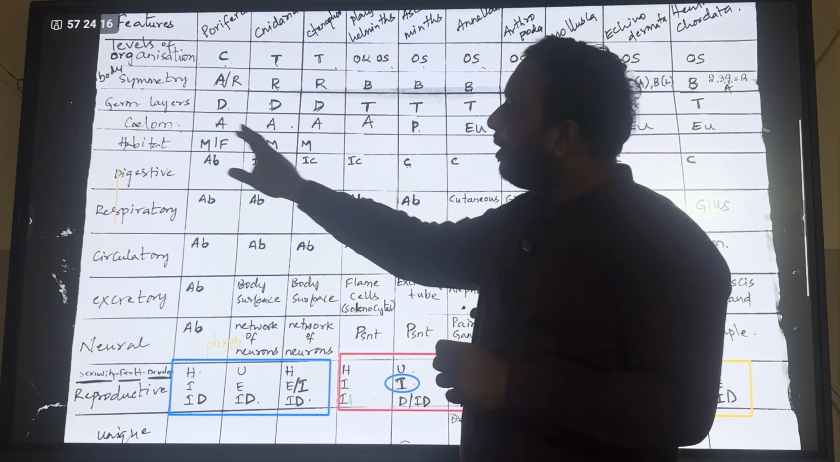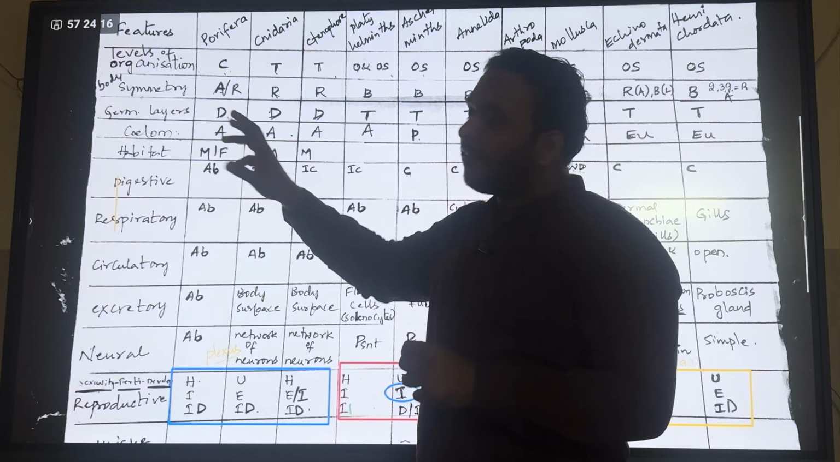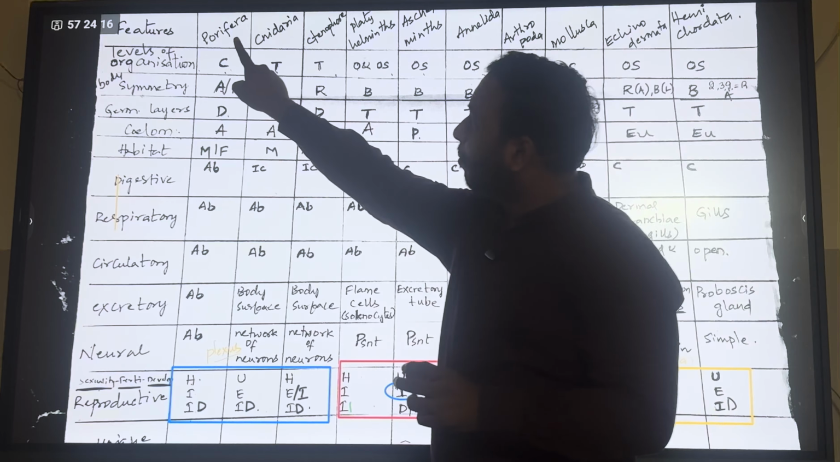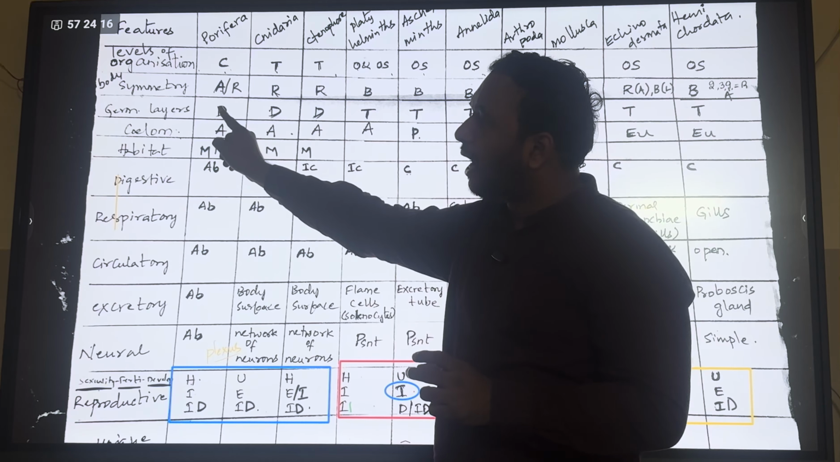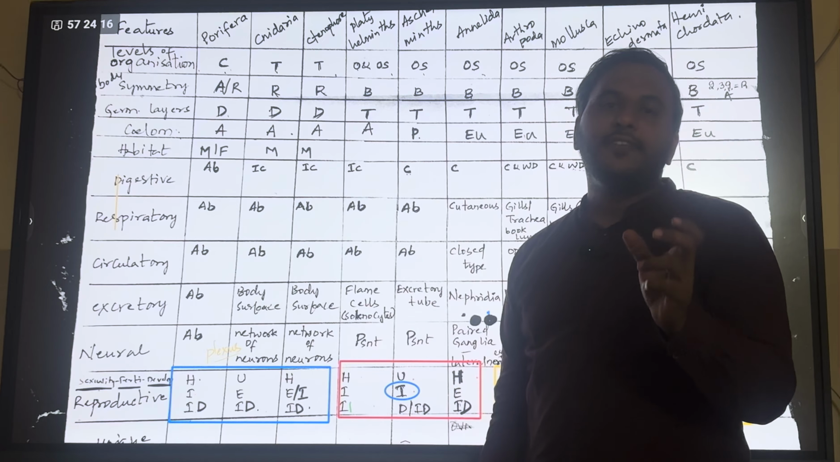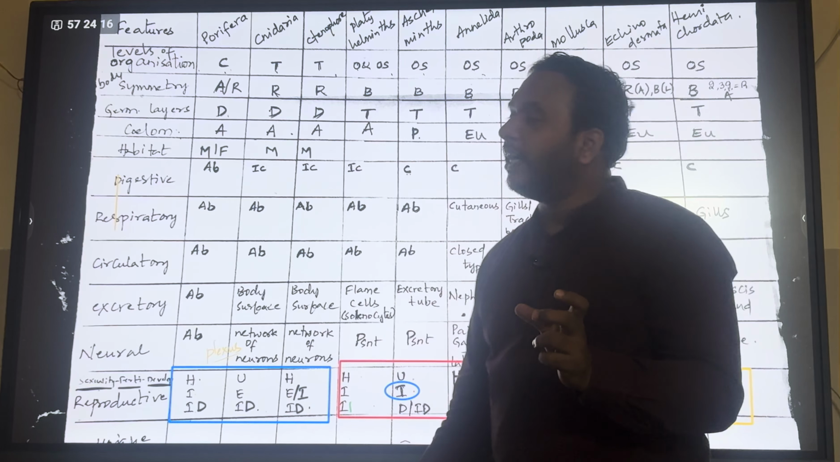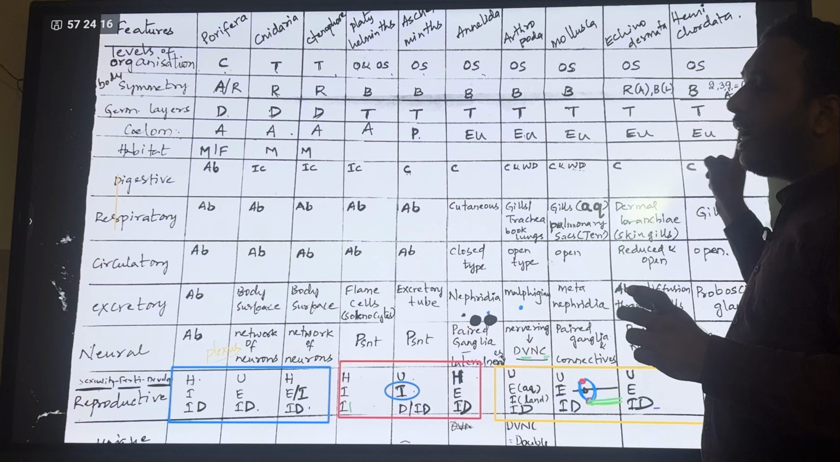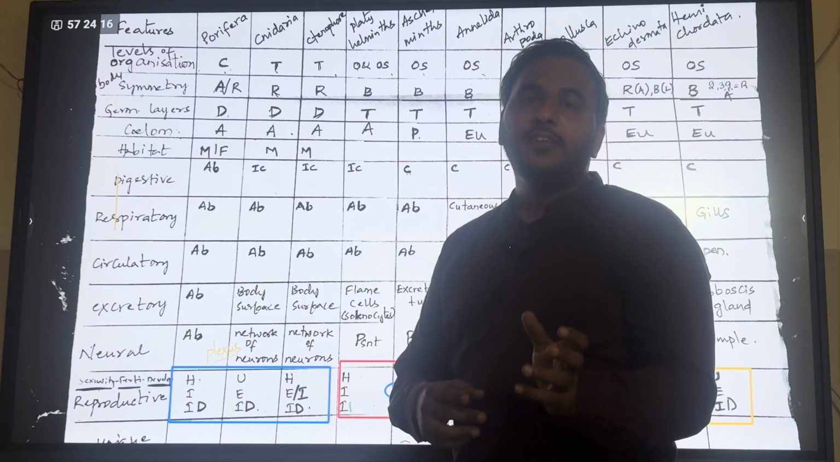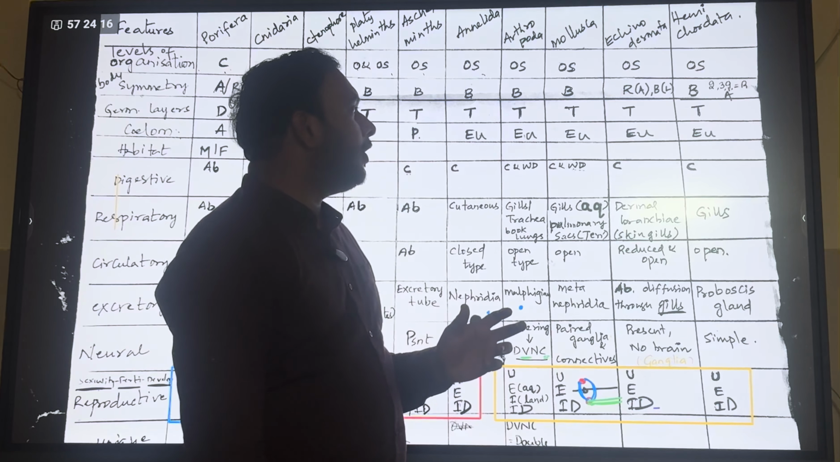Next one, germinal layers. Germinal layers, that means embryonic layers. For Porifera, Coelenterata, Ctenophora, I mentioned D. D stands for diploblastic condition. Rest of all the phyla are written T letter. The T stands for triploblastic condition.